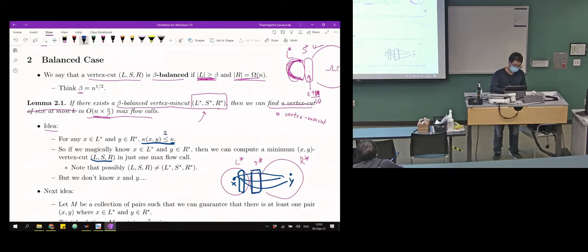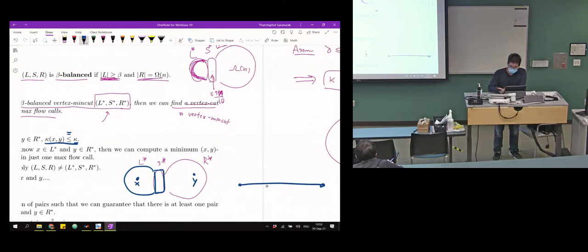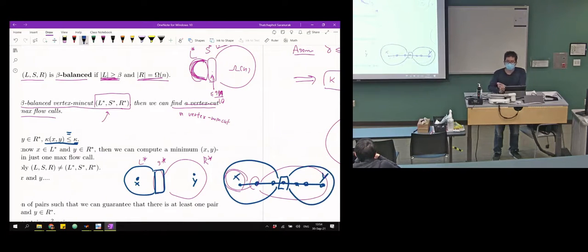Actually it must be the same size, yeah. So for example, if the graph is just a path, then this is a balanced cut, but if you give X and Y here, maybe the algorithm just gives this as your min cut. It's just not exactly the same cut. But the size is the same, yeah.